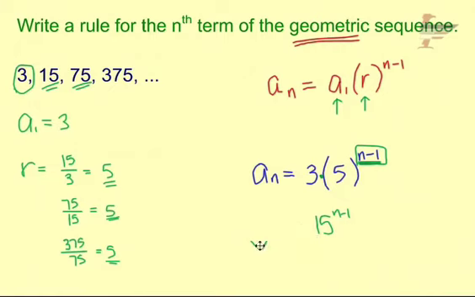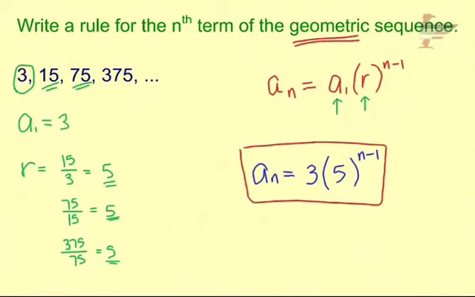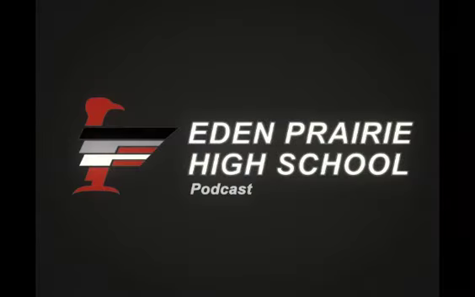So the nice thing about the geometric is that at this point, we actually can't do any simplifying and we are done. So there's our rule for the geometric sequence.